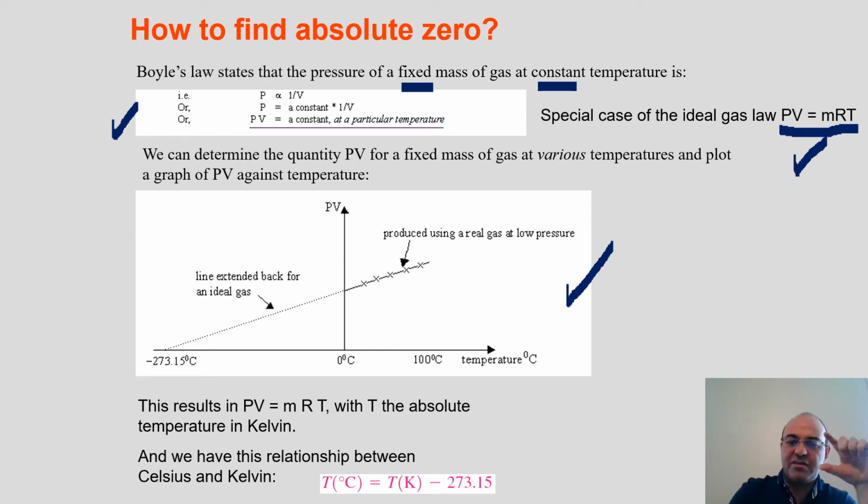So let's say we do have a centigrade or Celsius thermometer, and we can determine the quantity PV of a fixed mass of a gas. So we start from a fixed mass of a gas, but we vary the temperature and then plot a graph of PV against temperature. So the mass is fixed. Let's say you have a gas in a container. You let the volume change and also the pressure changes. You could measure the pressure and also the volume.